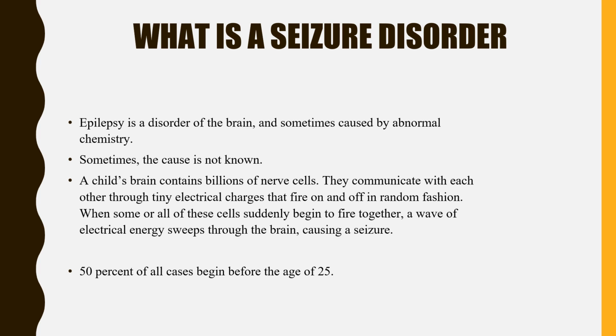Epilepsy is a disorder of the brain and sometimes caused by abnormal chemistry. Sometimes the cause is unknown. A child's brain contains millions of nerve cells. They communicate with each other through tiny electrical charges that fire on and off in random fashion. When some or all of these cells suddenly begin to fire together, a wave of electrical energy sweeps through the brain, causing a seizure. 50% of all cases begin before the age of 25.